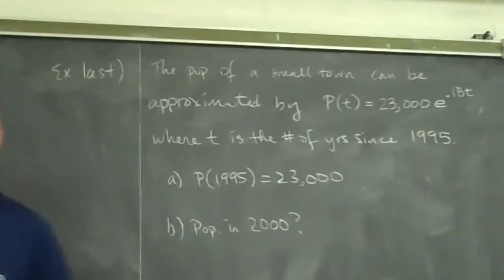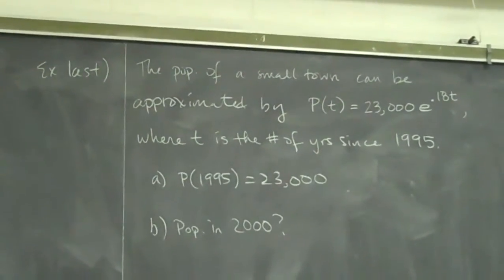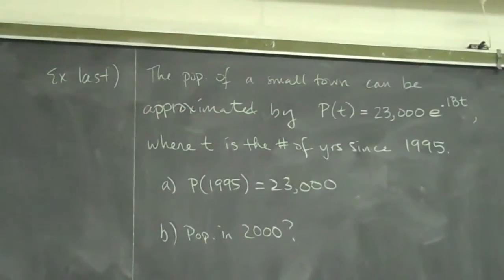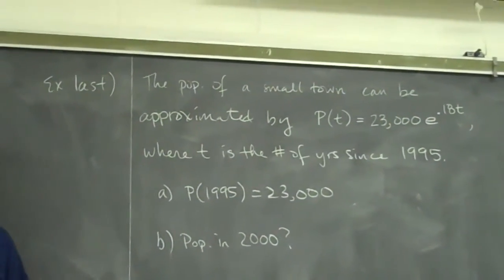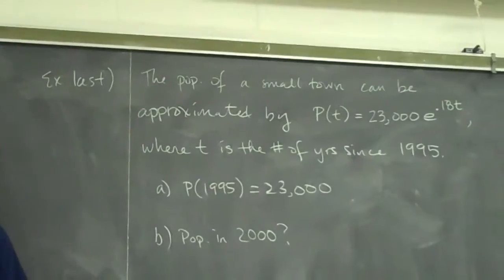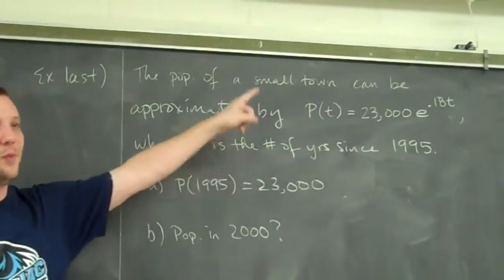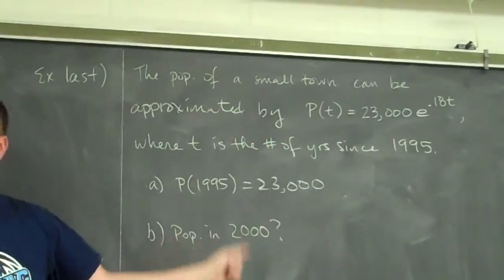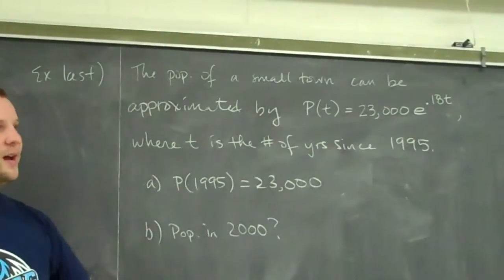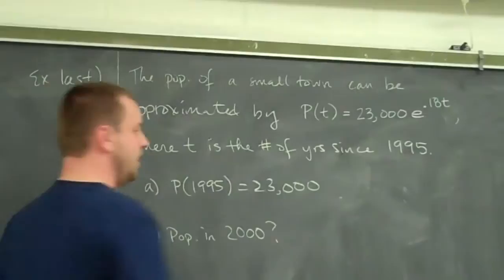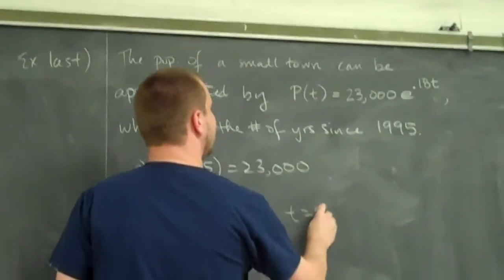So I plug 2,000 in for T. Not unless it's been 2,000 years in between 1995 and 2000. Right? When I say T is the number of years measured since 1995, we've got to subtract the 1995 from whatever year we're trying to plug in. Right? So by my calculations, that means T equals 5.